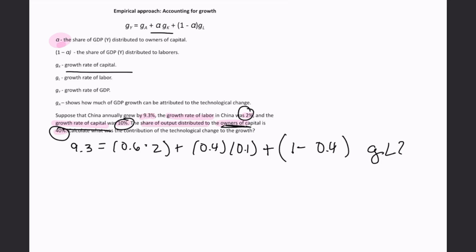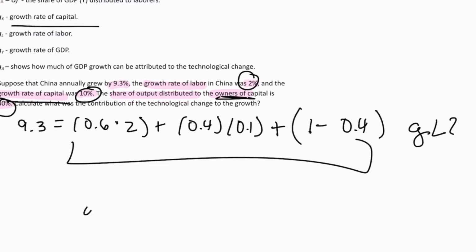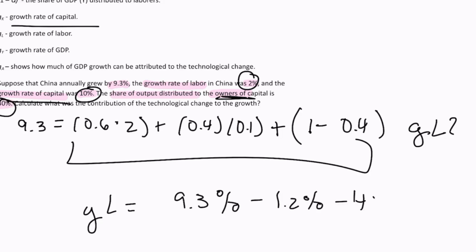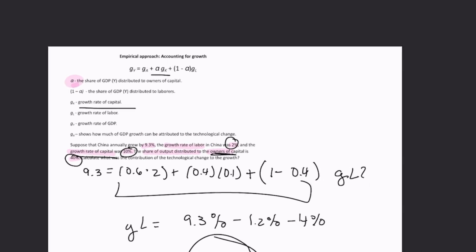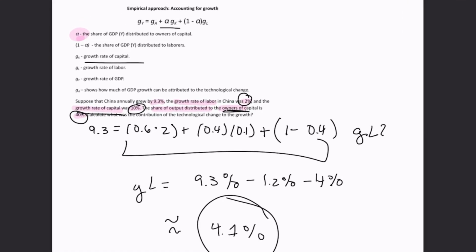Okay, so once you add everything up and simplify, I used my calculator, I got GA equals 9.3% minus 1.2% minus 4%. And that all simplifies to 4.1%. So the contribution of technological change in the growth of China using the formula is approximately 4.1%.